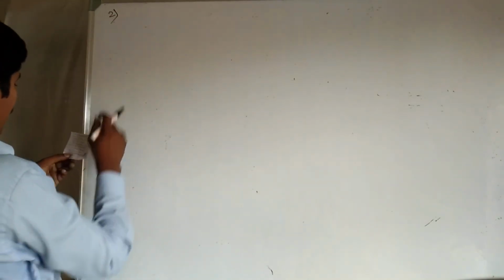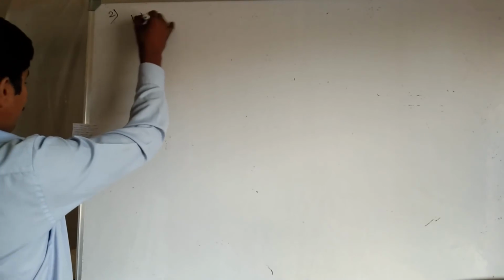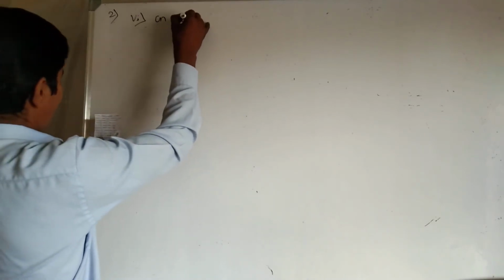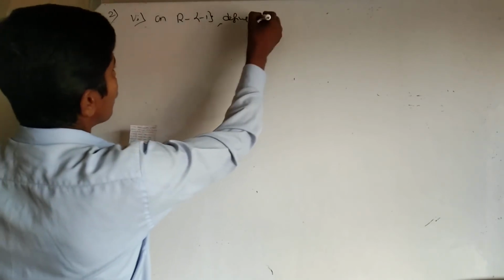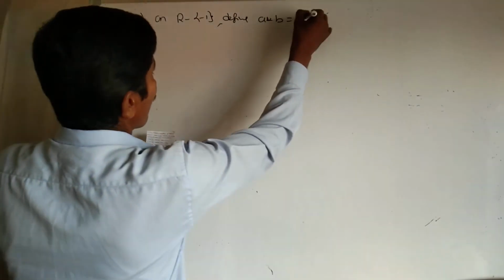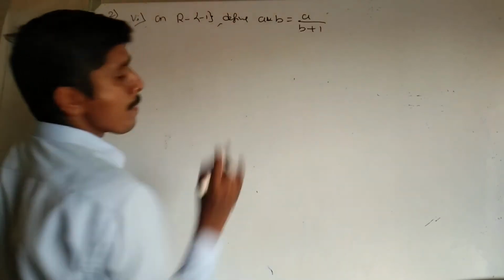So next problem, the sixth sub-problem: on R minus the set {minus 1}, define A star B equal to A by B plus 1. Correct.